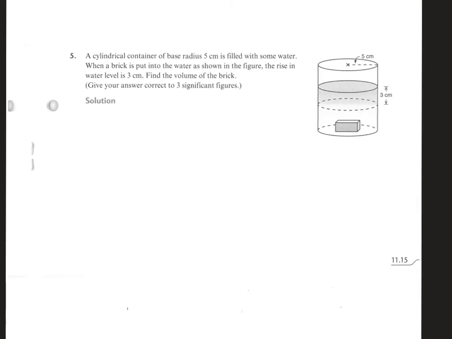Next, we try to see a practical problem about volume. So let's start. First of all, you have a cylindrical container. So that means it's a cylinder indeed. The base radius is 5, given to you, filled with some water. There's a brick falling into the water, and it causes a rise of 3 cm in the water level, and you have to find the volume of the brick.